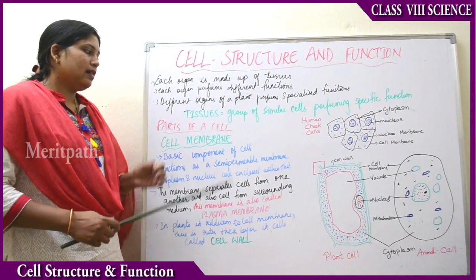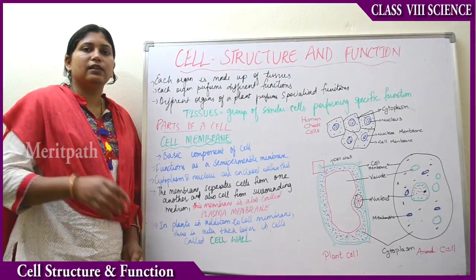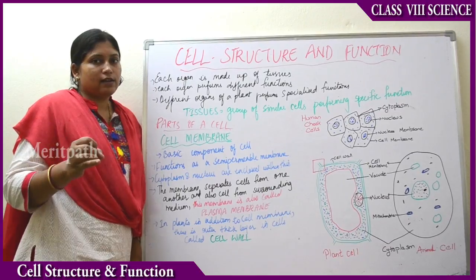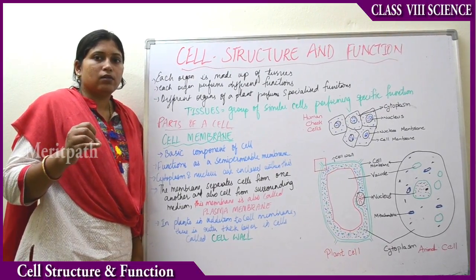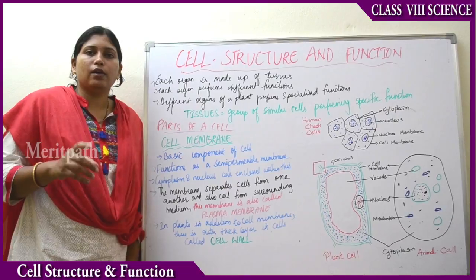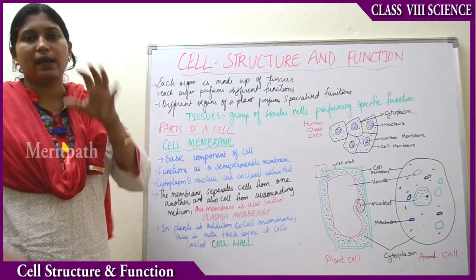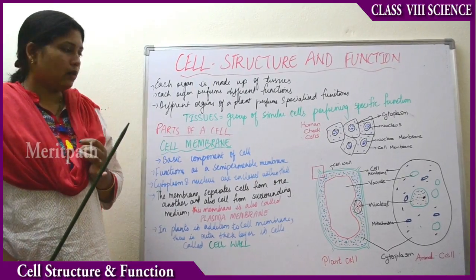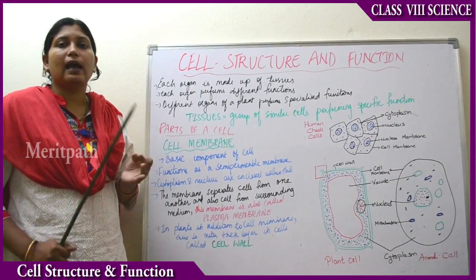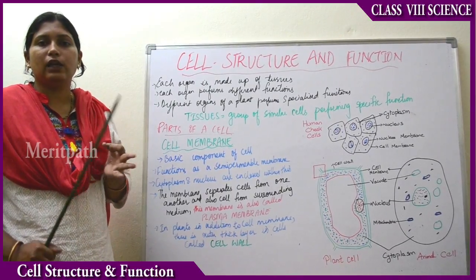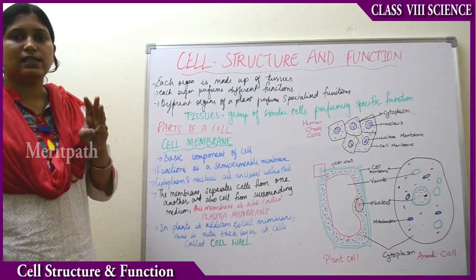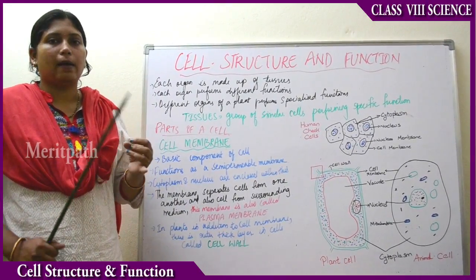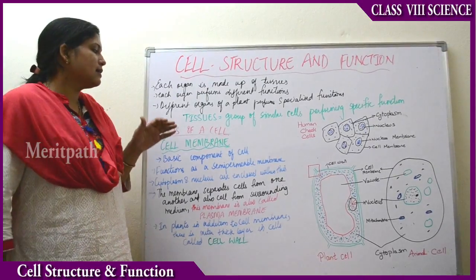And this cell membrane can be observed in the leaves of some plants under the microscope. Which plants? Rhoeo, Tradescantia and Elodea. These are the three plants. In these three plants, if you take the leaves and observe under the microscope, you can see the cell membrane.